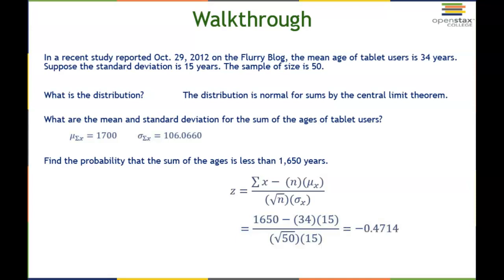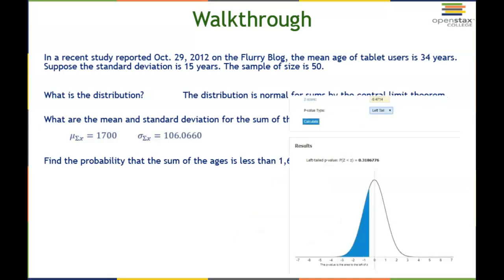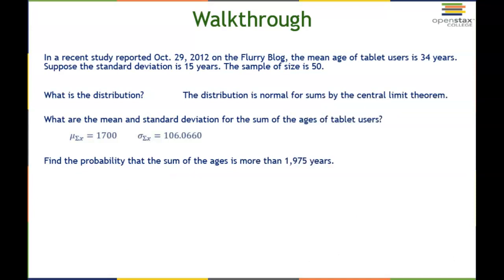We get a negative 0.4714. That's the z value that we're going to have to use the calculator online to translate over into a p-value. We know that we're looking for less than 1650, so that is a left-tailed test. And plugging that into the calculator, we get the probability that the sum of x is less than 1650 is 0.3187.